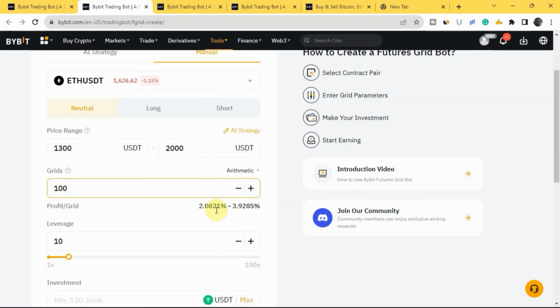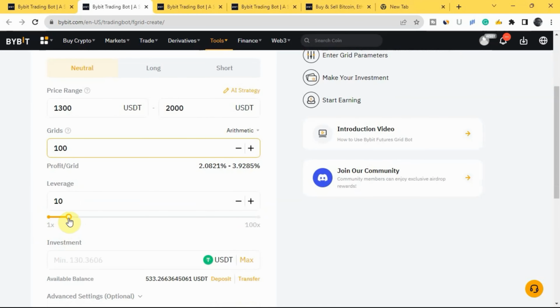And right there, you see the profit per grid is 2% to 3%. Now you can see the leverage right here. We have 10x leverage here. If you want to increase or decrease it, you can go ahead and do that. But for this video, I'm going to be leaving it at 10x leverage. I don't want to pick something too high or too low.